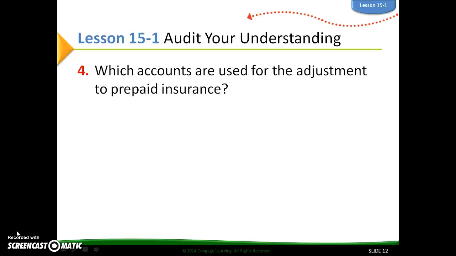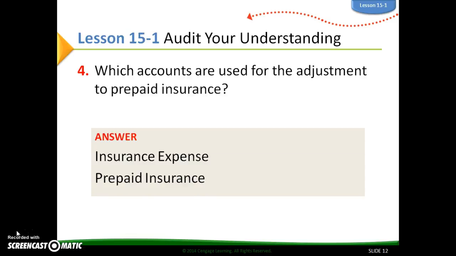Which accounts are used for the adjustment to prepaid insurance? Insurance expense, and then also prepaid insurance. And you're really just saying, hey, I know I prepaid for this, and once I have actually used it, I record it as an expense, and then I reduce the amount of prepaid insurance that I still have on my books.